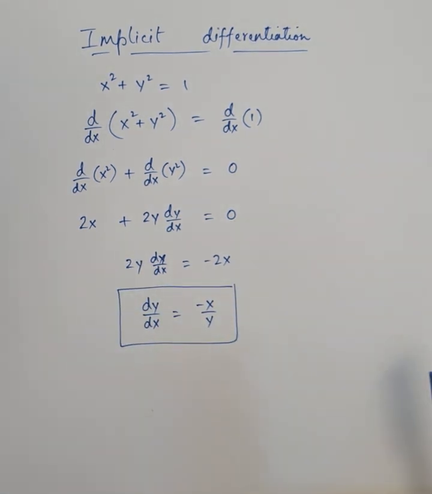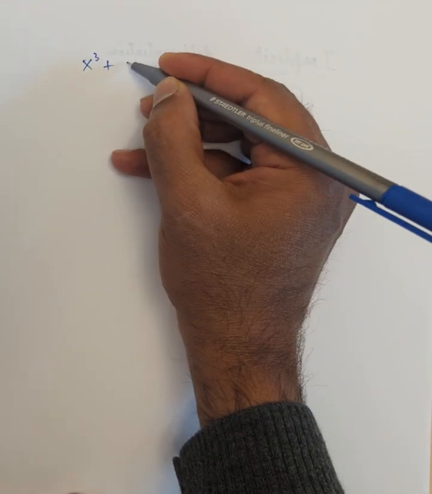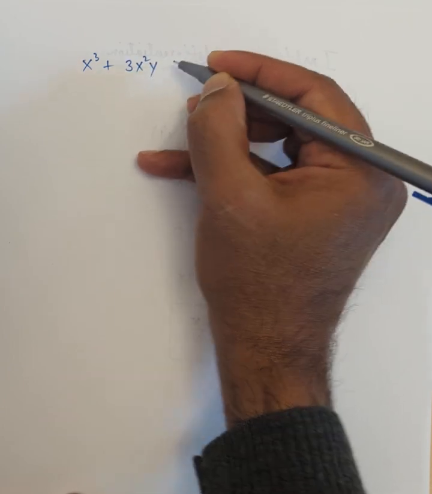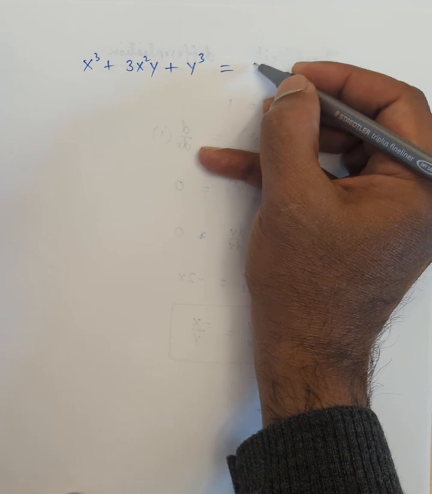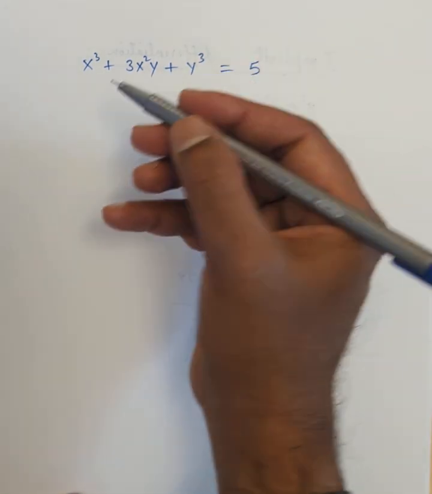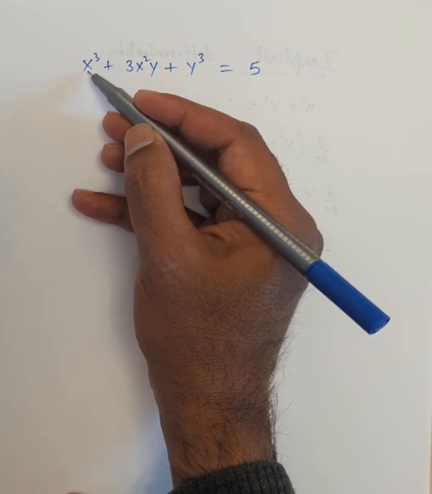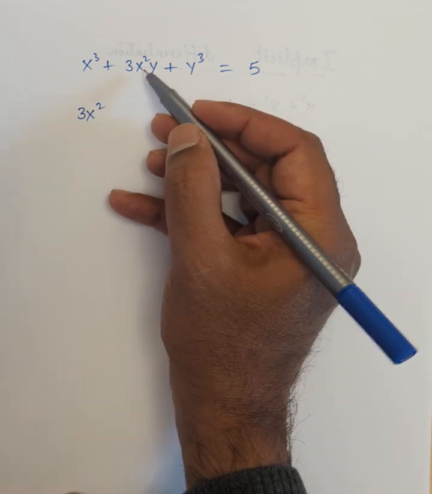All right, let's do one more example. So say I have something like x cubed plus 3x squared y plus y cubed is equal to 5. Now let me not write d/dx, I'll just write down the derivatives. The derivative of x cubed is just 3x squared.